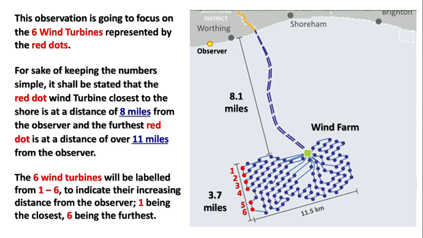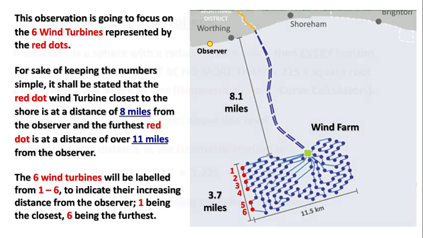This observation is going to focus on the 6 wind turbines represented by the red dots. For sake of keeping the numbers simple, it shall be stated that the red dot wind turbine closest to the shore is at a distance of 8 miles from the observer, and the furthest red dot is at a distance of over 11 miles from the observer. The 6 wind turbines will be labeled from 1 to 6 to indicate their increasing distance from the observer, 1 being the closest and 6 being the furthest.